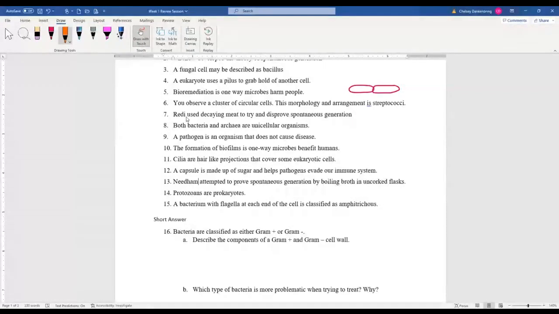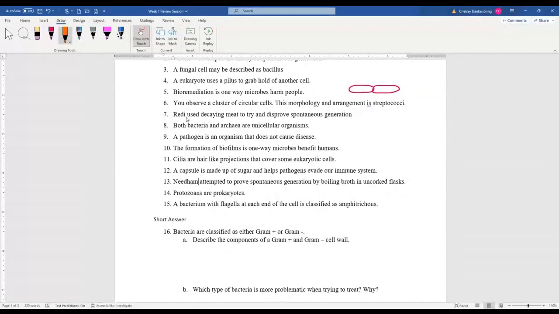So they look similar. Fimbriae and cilia look similar to each other, but cilia are on eukaryotes, fimbriae are on prokaryotes, and their job is very different. Fimbriae are for attachment or adhesion, same thing. Cilia are for movement.